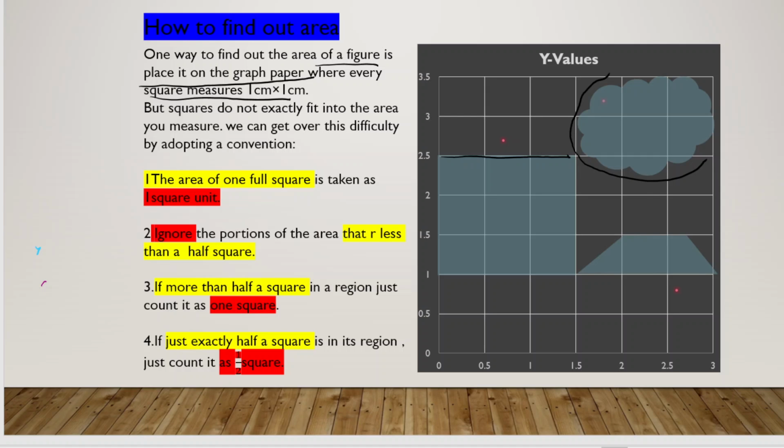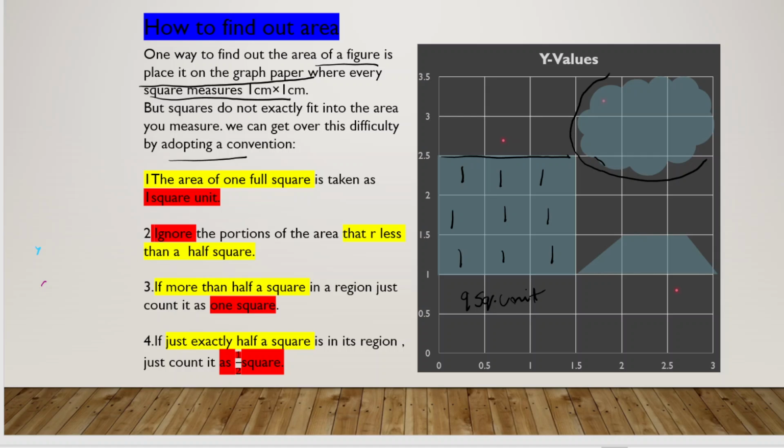So to get over this difficulty, we have adopted a convention that the area of one full square is taken as 1 square unit. Here this square exactly fits into the squares of a graph sheet, so each square can be denoted as 1 square unit. So the area of this square can be denoted as 9 square units because this exactly occupies the 9 squares of the graph sheet.